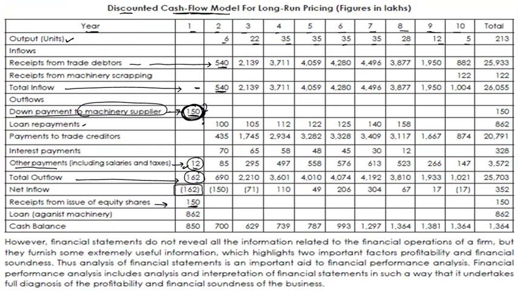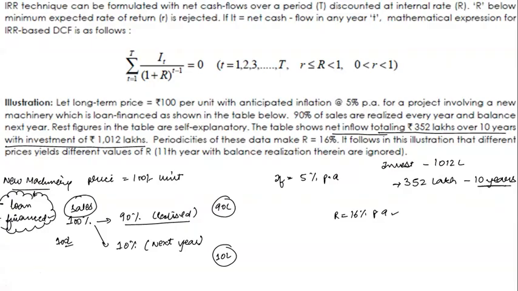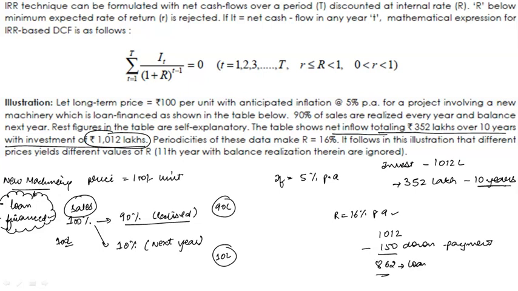Apart from that, the rest of the loan is 862, because I have mentioned here that the machinery cost is 1012. 1012 minus 150, which we have made as a down payment, and the balance is 862. So 862 lakh rupees is going to be my loan amount, and this loan amount will be financed and paid in installments.